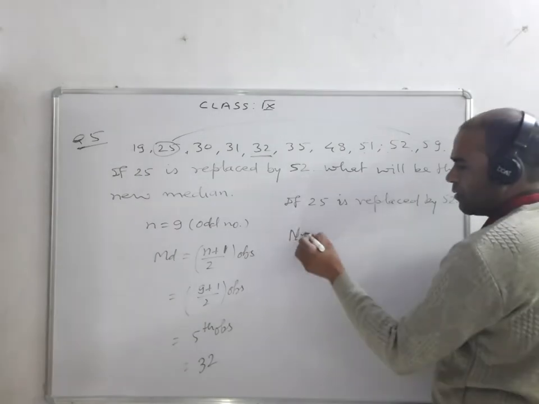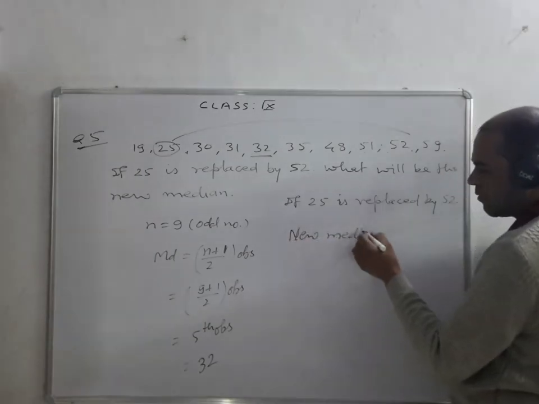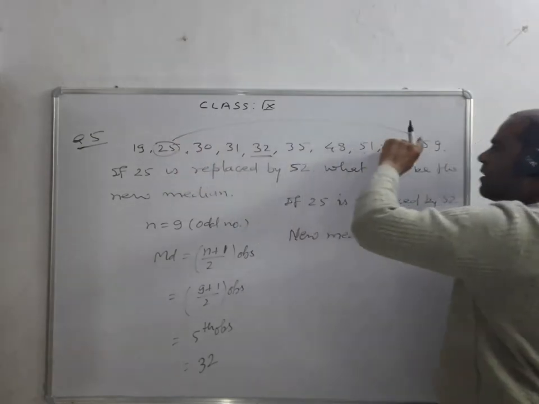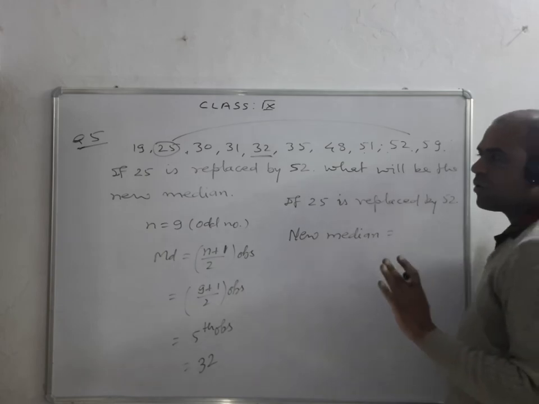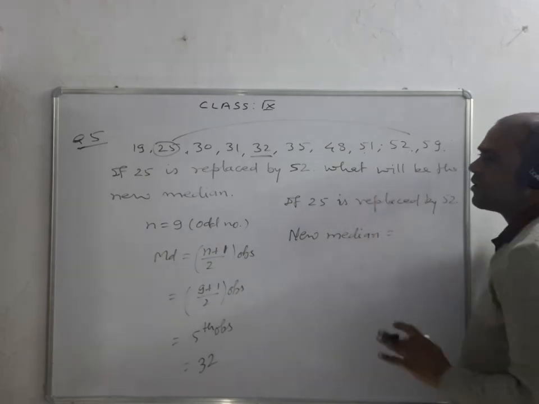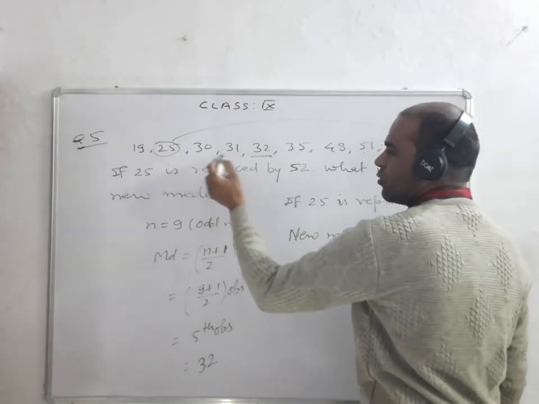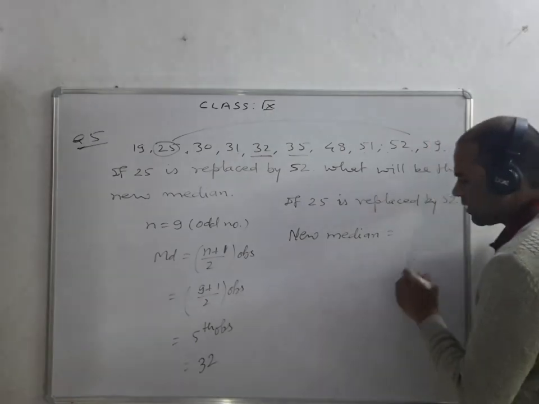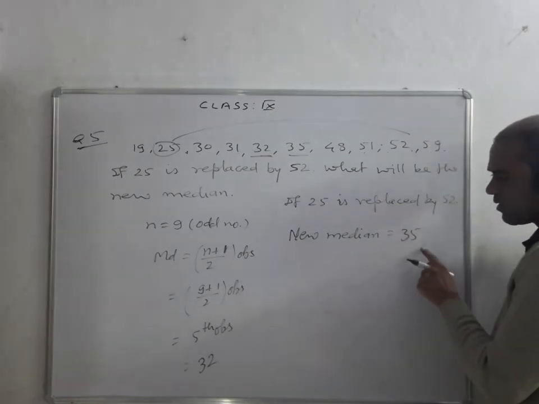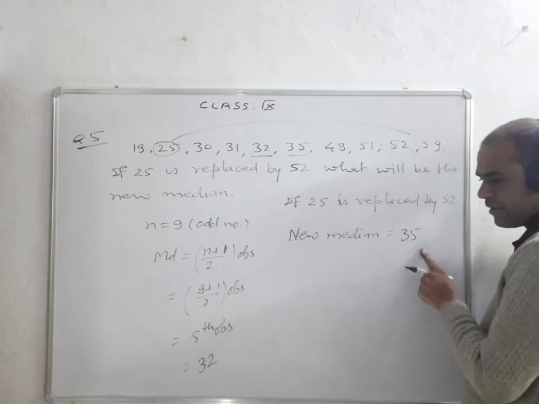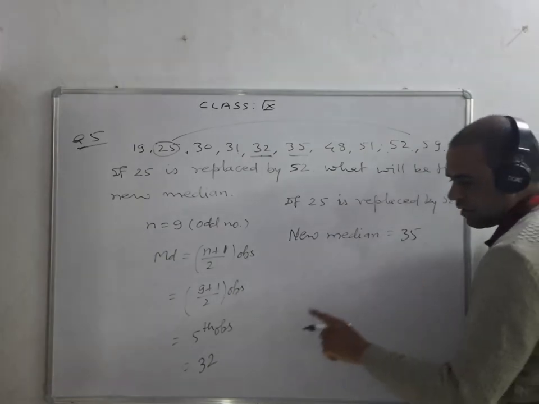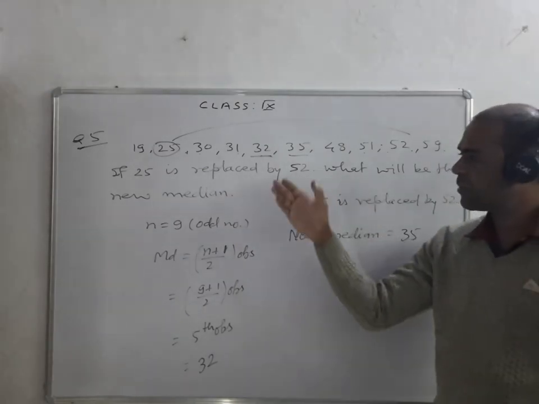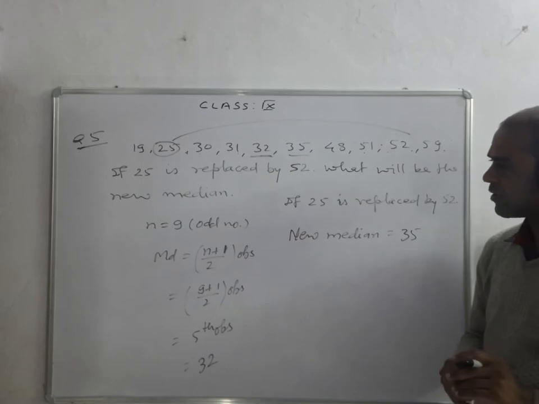So the new median in this series, because 25 is replaced by 52. We removed 25 and put 52. So 1, 2, 3, 4, 32 is the 4th observation, and 35 is the 5th observation. So the 5th observation is 35. So the new median is 35, and the previous median is 32, before replacing 25 with 52.